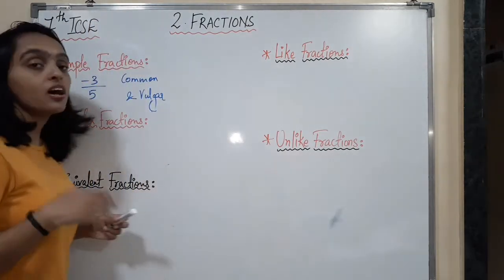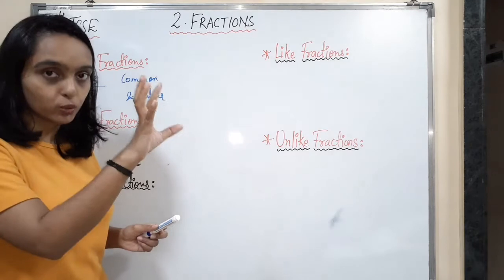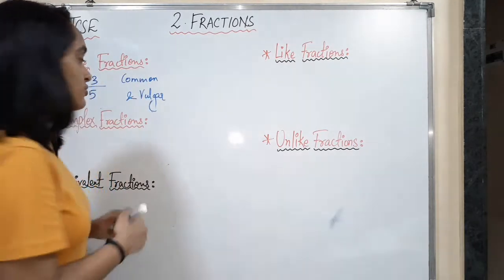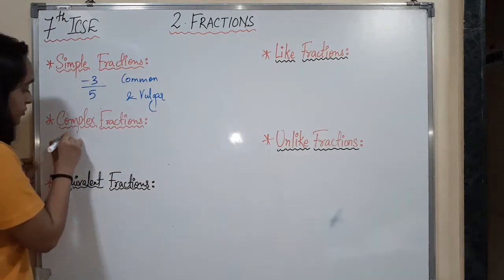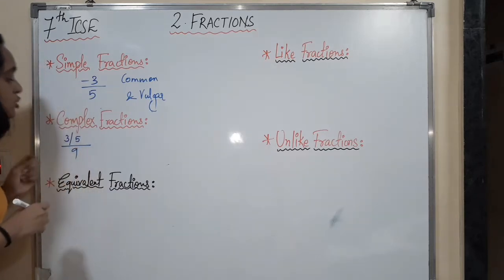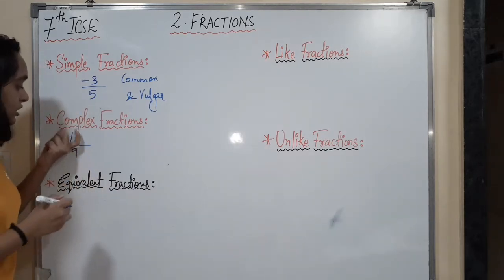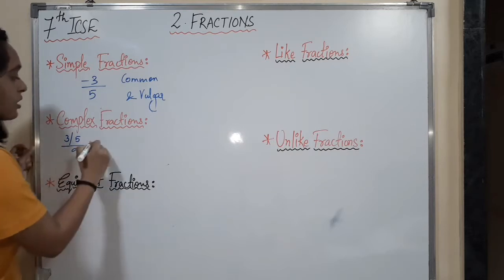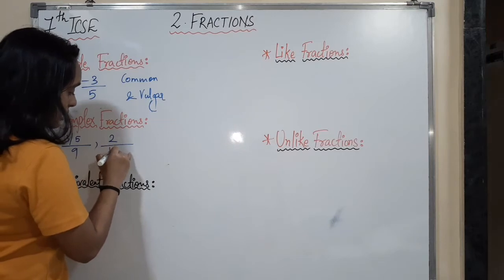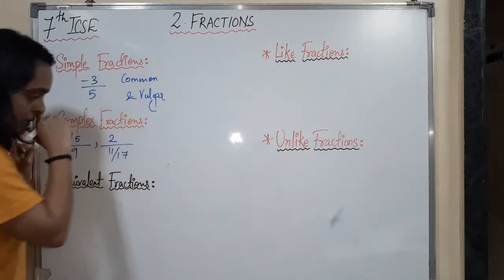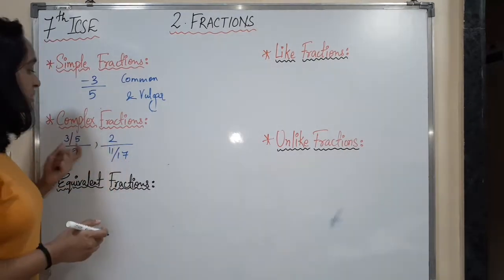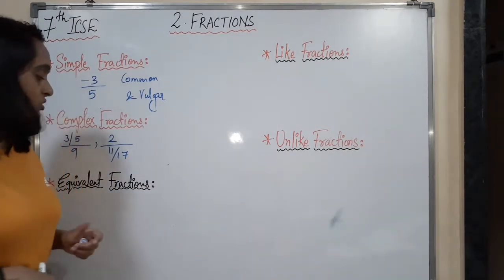Now, what are complex fractions? Complex fractions are the fractions in which the numerator or denominator or both the numerator and denominator are fractions. For example, 3 upon 5, the whole upon 9. So here, 3 upon 5, the numerator, is a fraction. Also, if I have 2, the whole upon 11 upon 70, here the denominator is a fraction. So these are the examples of complex fractions.